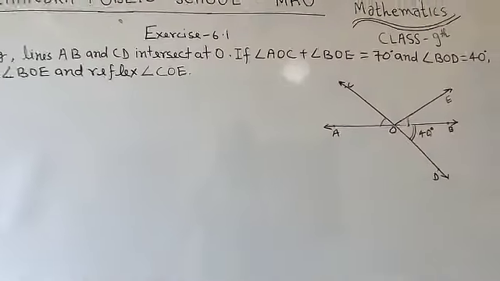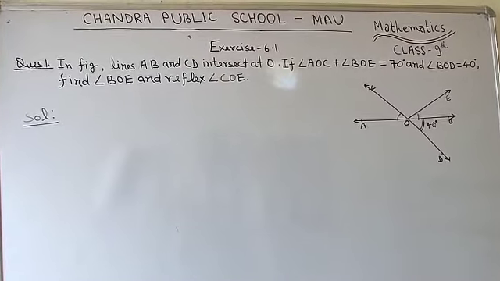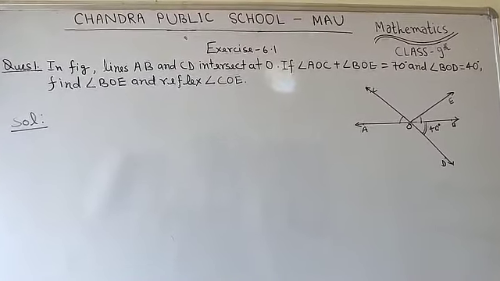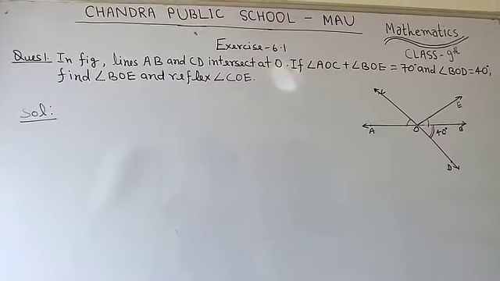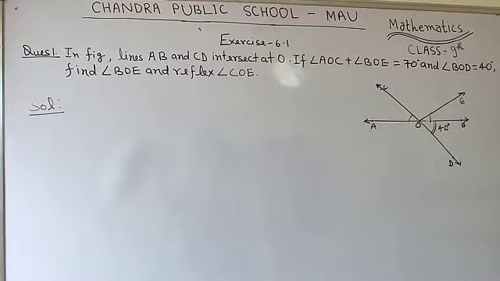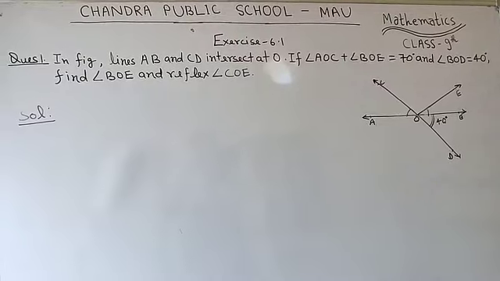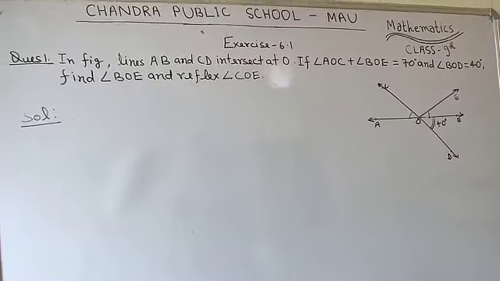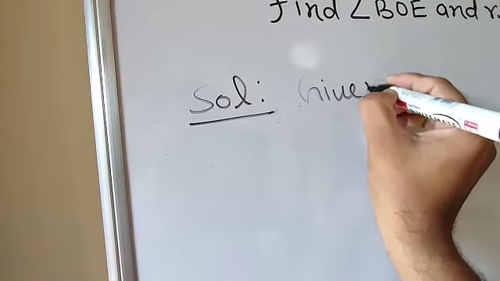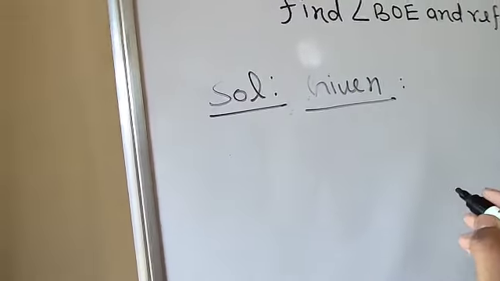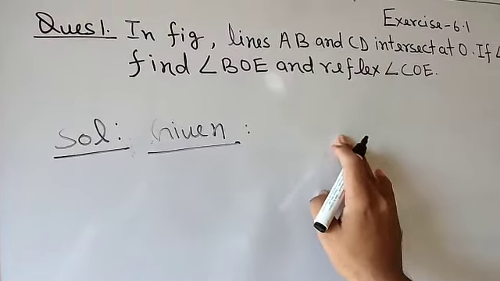So students, if you are going to solve a geometry based question, there is one proper, systematic way to do it. Here I am going to explain how to write the solution of a geometry based question. First you will start from the given. In the solution, first you will write given, and in the given you will write whatever terms are given in the question.